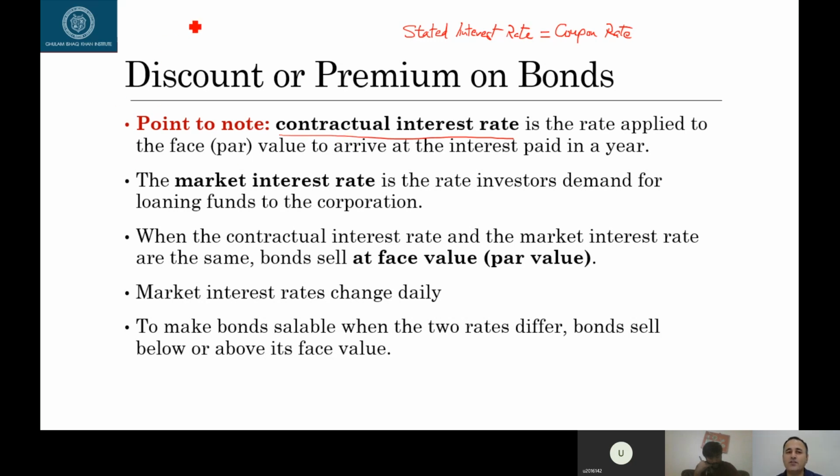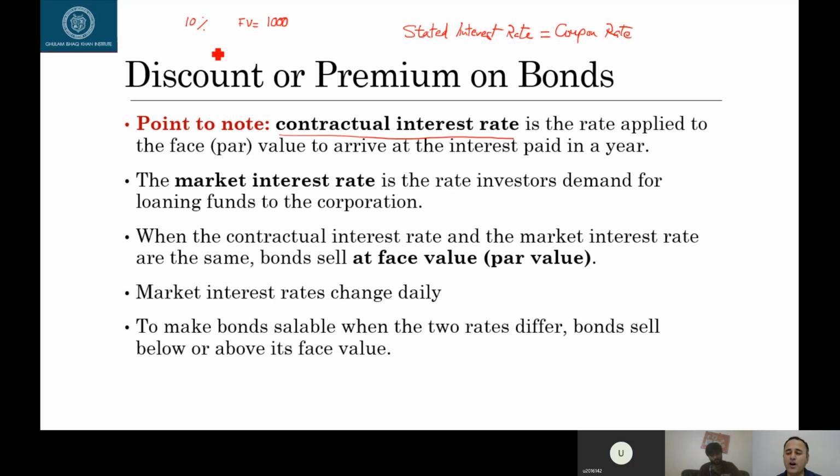Let's say the coupon rate is 10%, and the face value of the bond is 1,000. How much interest is contractual, if it is payable yearly? How much does the company need to pay each year to the bondholder? It's 10% multiplied by the face value, which is $100. So the company will pay $100 to its bondholders at the end of each year.